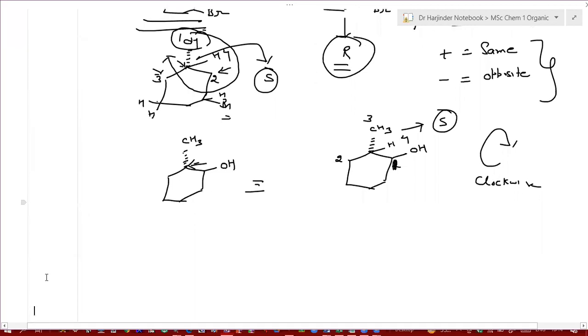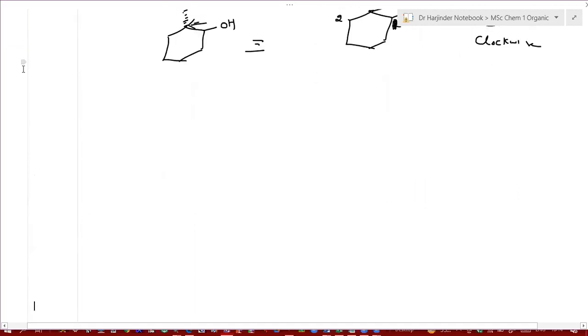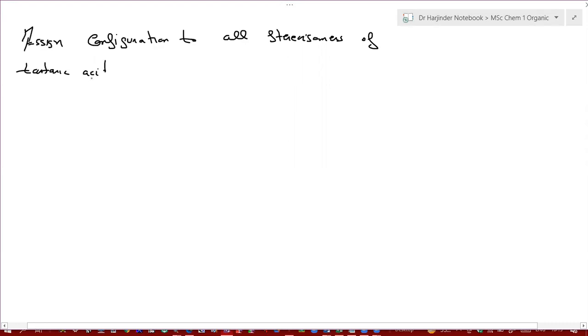Write down one question. Assign absolute configuration to all stereoisomers of tartaric acid. You have to assign absolute configuration to all stereoisomers of tartaric acid. What is tartaric acid? What's the formula of tartaric acid?